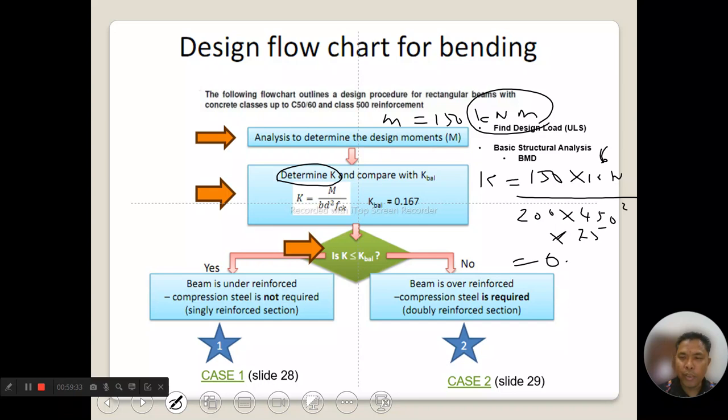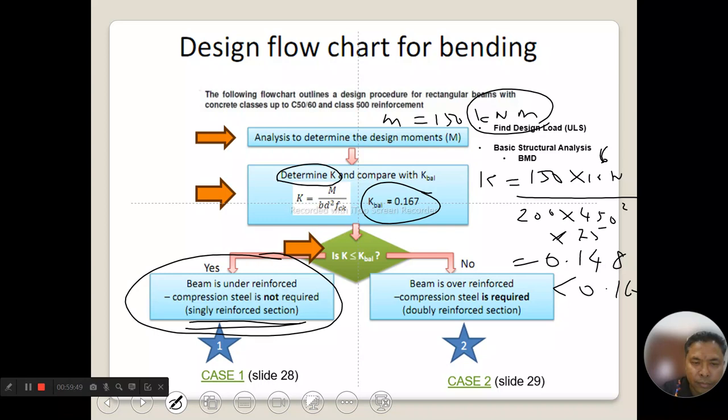0.148, which is less than 0.167. Nampak ni kita kena compare dengan ini. So kalau itulah kes dia, maksudnya dia kes singly reinforced. Singly reinforced. So bila singly reinforced, apa yang kita kena buat? So saya kena buat conclusion ya.